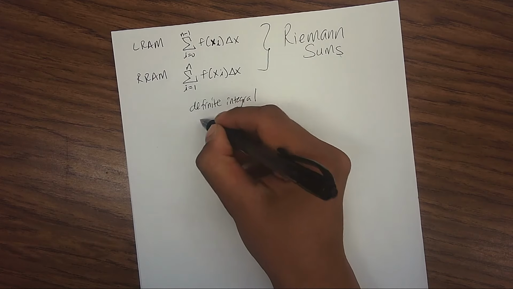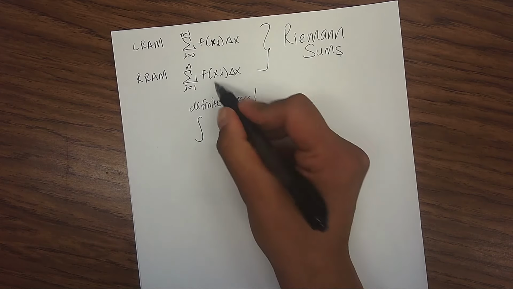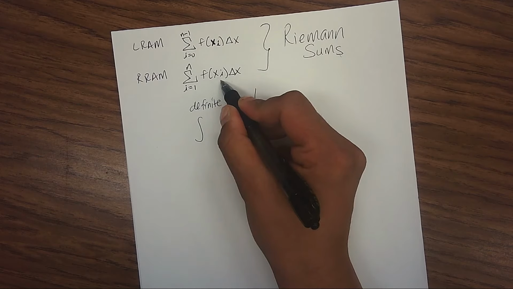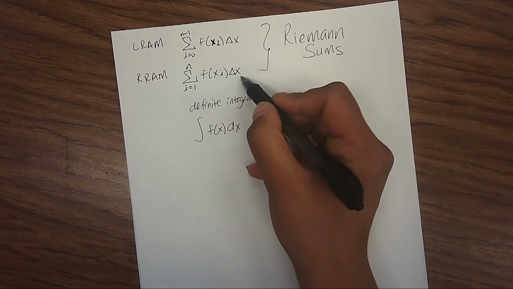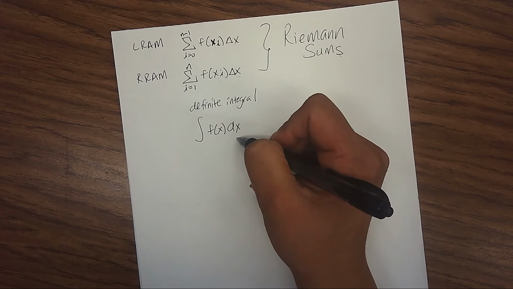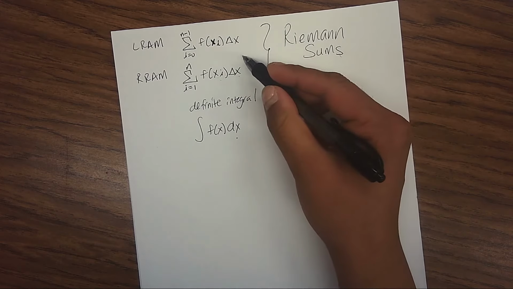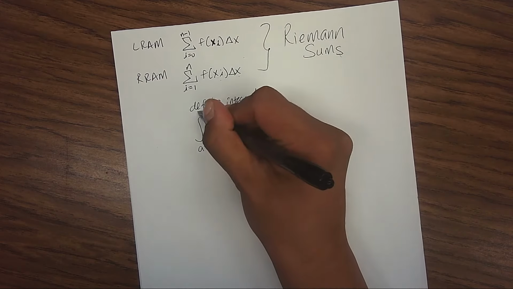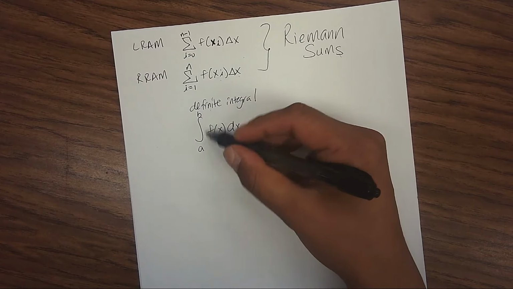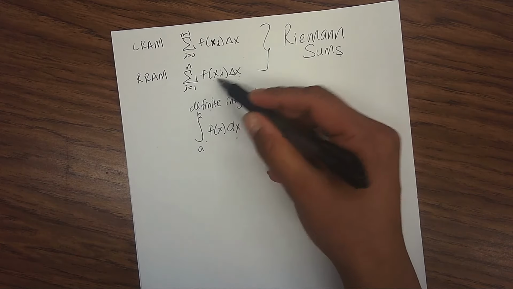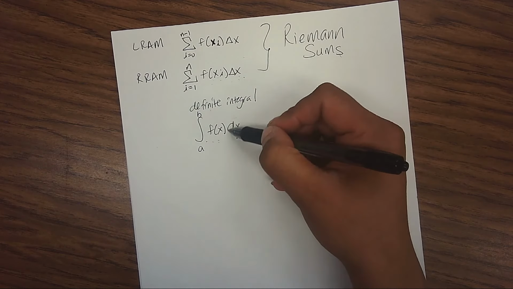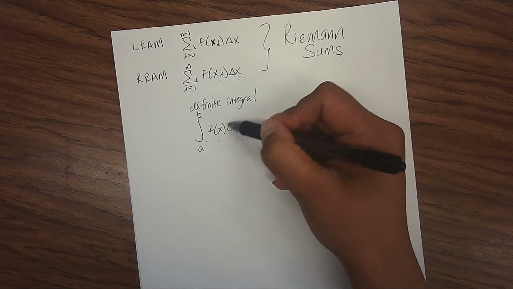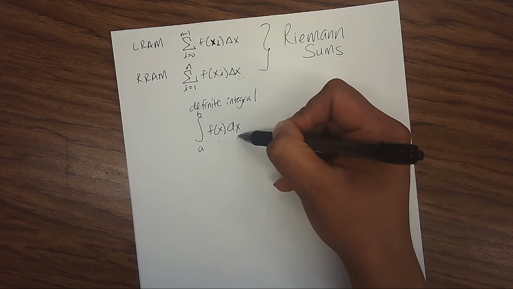This summation sigma transforms into an integral sign. The function that you're working with is just f of x. dx is delta x transformed into a dx. And then because we're finding the area underneath the curve from a to b, that's where the a and b go. This is showing a product. This is not showing a product. The dx is, at this moment, just there for decoration.